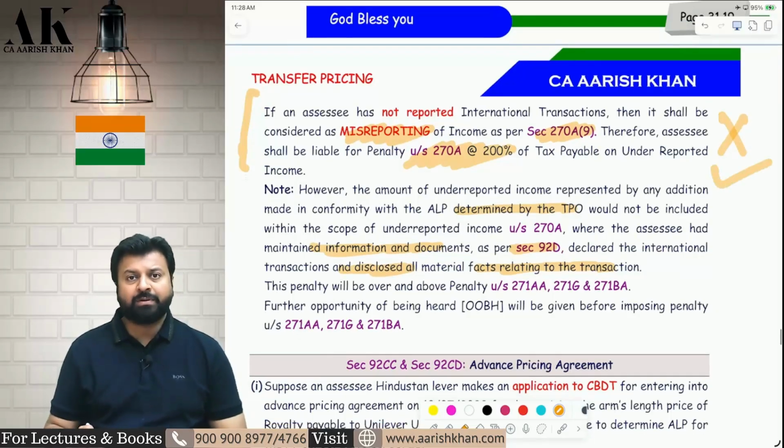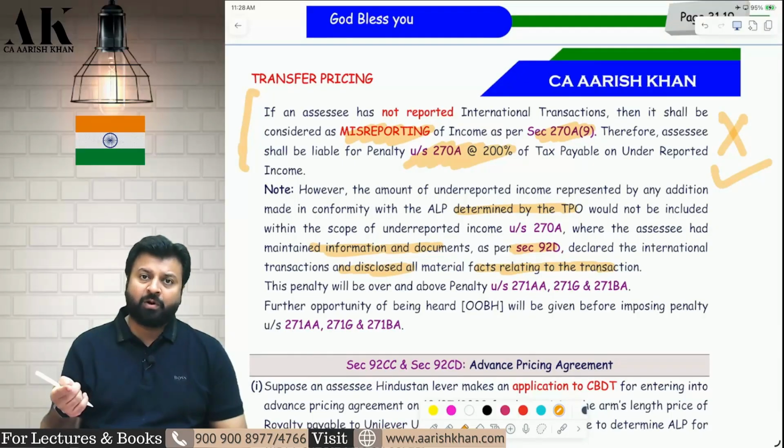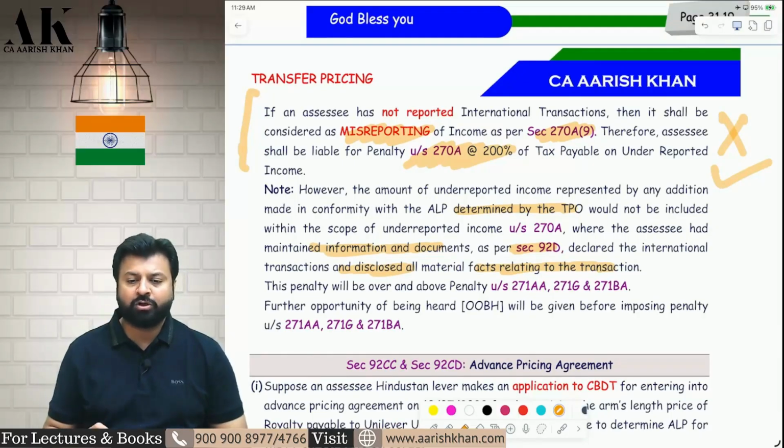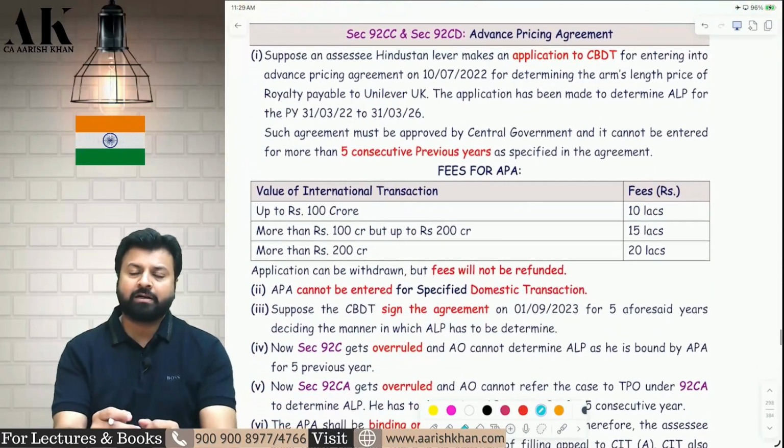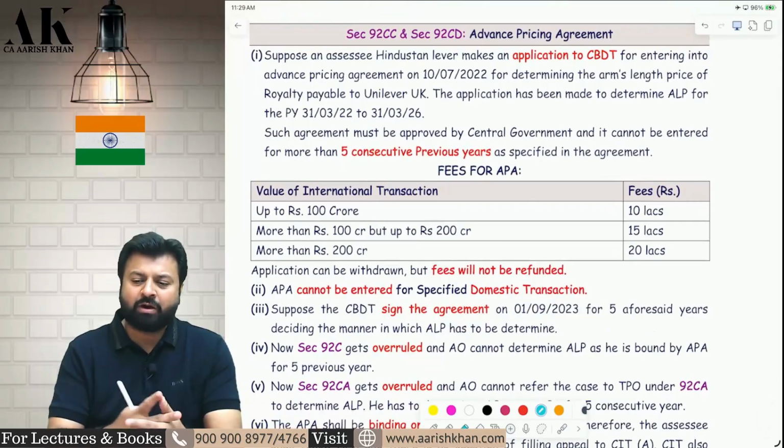Otherwise, there can be 200% of the tax payable as misreporting of income penalty on you. I hope it is clear to all of you. This is very dangerous. Now let's go ahead with the next part. Some detailed and big concepts will now come one by one, which are very important for the examination.